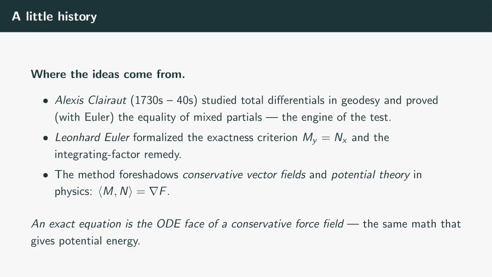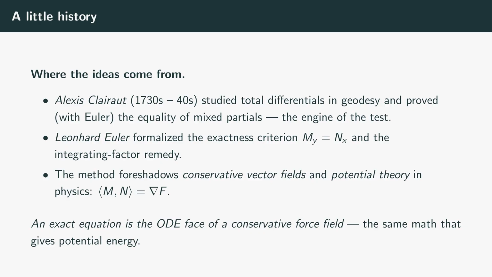Little history. In the 1730s and 40s, Alexis Clairaut, working on the shape of the Earth, geodesy, studied total differentials carefully and, alongside Euler, established the equality of mixed partial derivatives, the very fact that powers our exactness test. Leonhard Euler then formalized the criterion that the partial of n with respect to y must equal the partial of n with respect to x, and worked out the integrating factor remedy for when it fails.